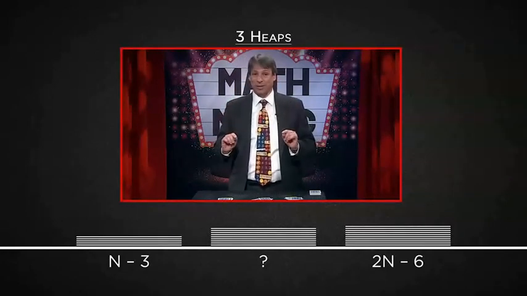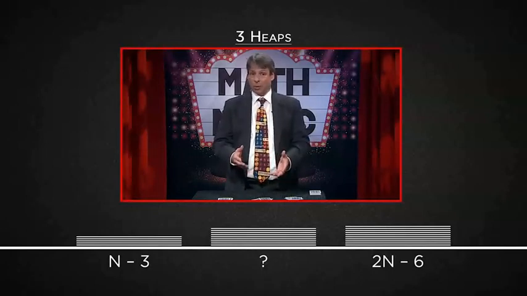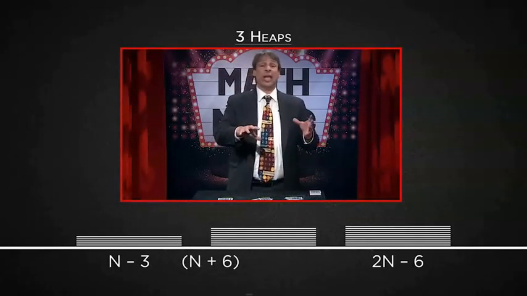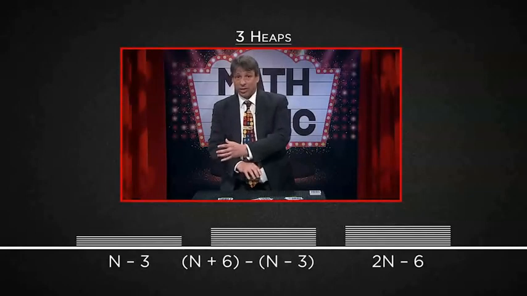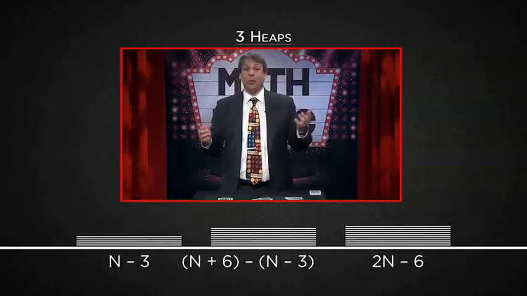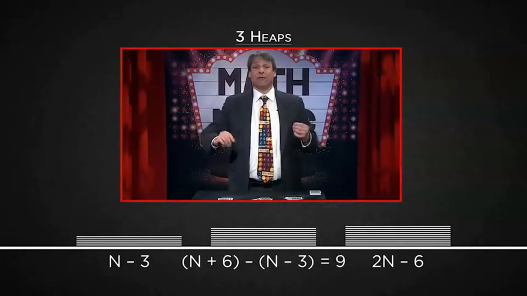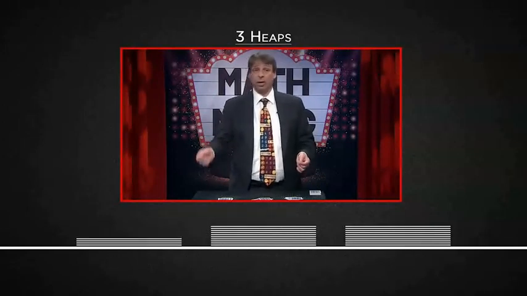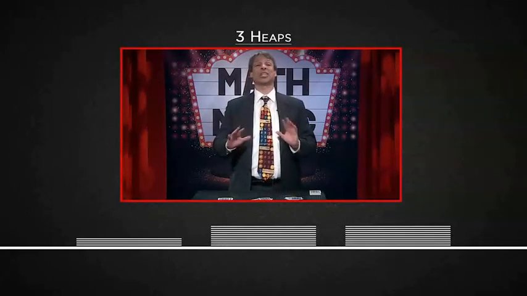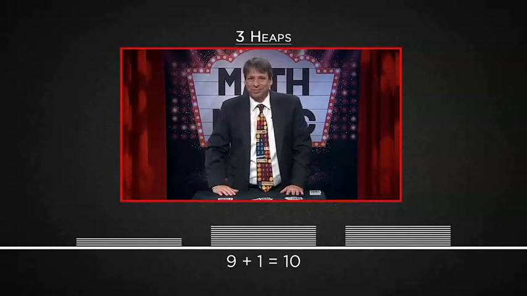Here's the surprising part. How many cards are now in the middle pile? Well, we had n plus 6 cards, and we just lost n minus 3 cards. So when we do n plus 6 minus (n minus 3), we get exactly 9 cards. Finally, when we add 1 more card to the middle pile, doesn't matter which pile it came from, that middle pile is guaranteed to have exactly 10 cards, as predicted.